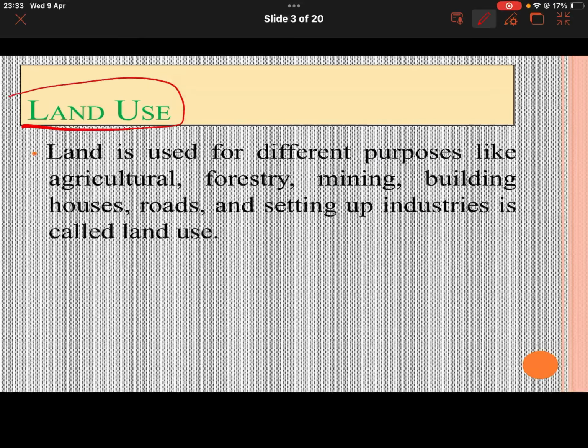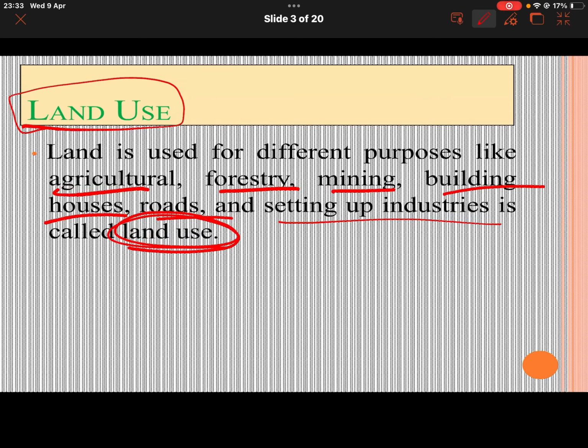Now what is land use, or for what is the land used? Basically land is used for many different purposes: agriculture, forestry, mining, building houses, roads, and also setting up industries. These all are known as land use.